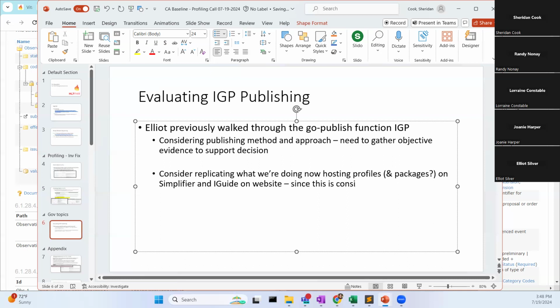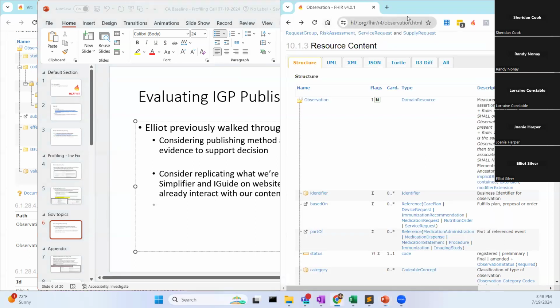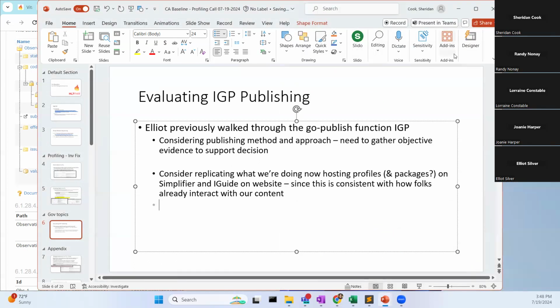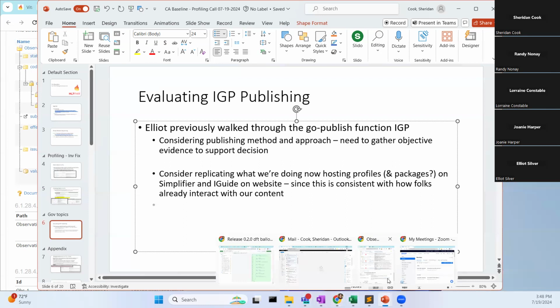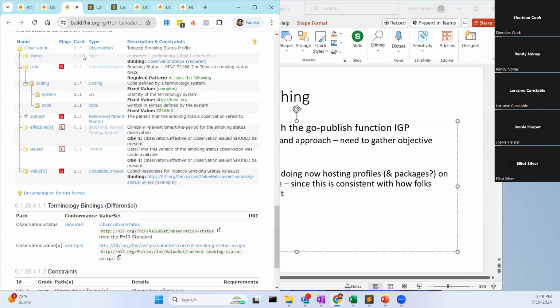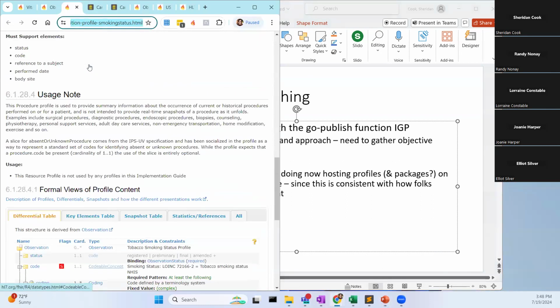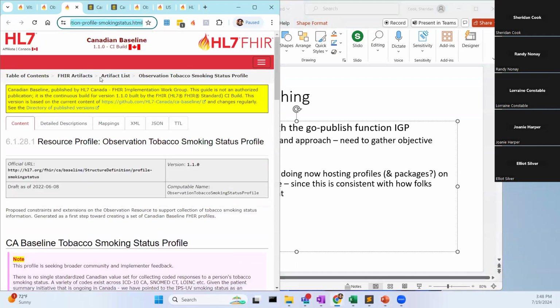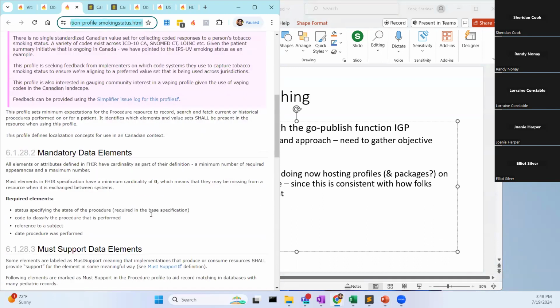So we are publishing on Simplifier right now officially. Yes. And then in addition, we're publishing on FHIR.org. Mhm. Yeah, where is it? Had it up for a second. So this is build.fhir.org. Now this would change, obviously, but yeah, this is where our implementation guide lives today.